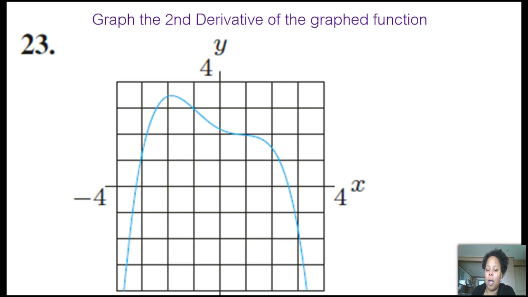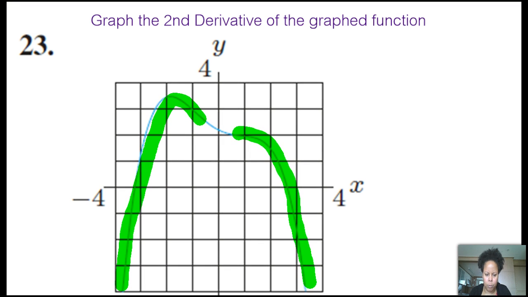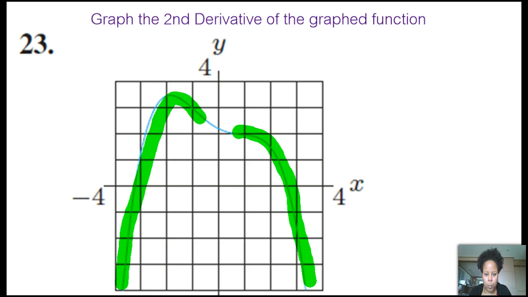So where is this graph concave up and where is this graph concave down? Well, as we can see here, the graph is concave down from here to here, and then it's concave down again from here to here. So if the graph is concave down in these situations, then when I graph the second derivative, if you remember from our notes, that would mean the second derivative is negative. So we can draw it negative up to, let's say, this point right here.